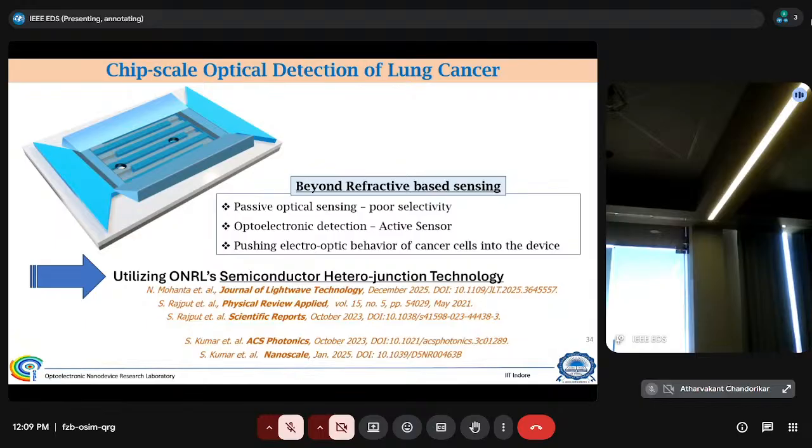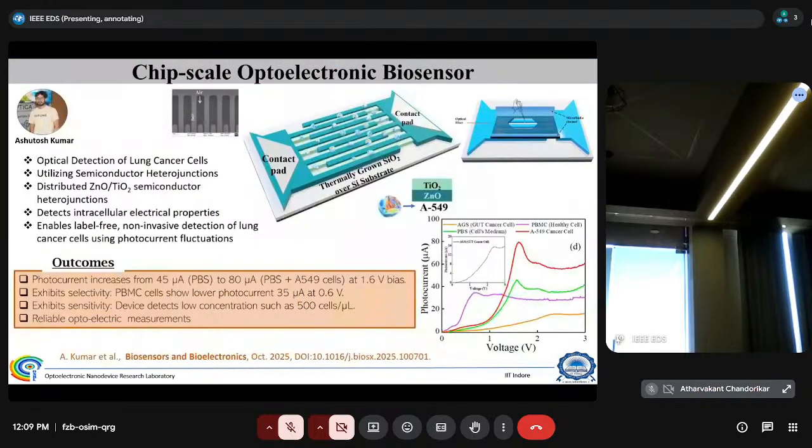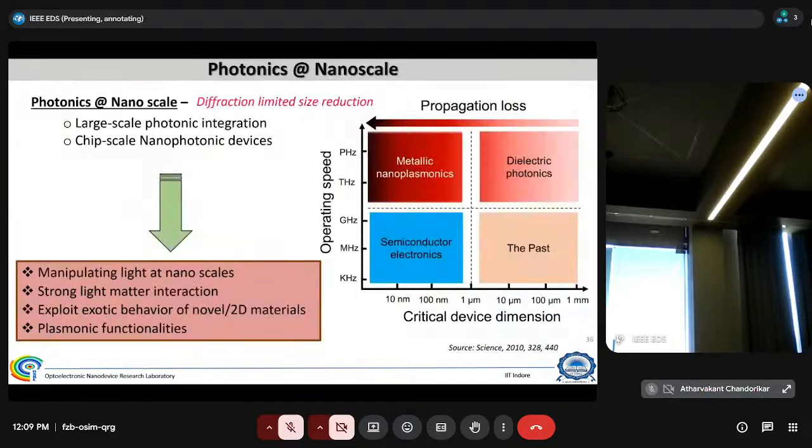Okay, so then a similar semiconductor intersection technology we are utilizing for biosensors, especially an optoelectronic sensor to detect lung cancer. What we do here is utilize this TiO2 and zinc oxide device, which is a kind of photodetector, and when you put the analyte, your lung cancer cell, on it, then your photocurrent drastically increases. So this is the signature of the presence of lung cancer. So we are still working on it.